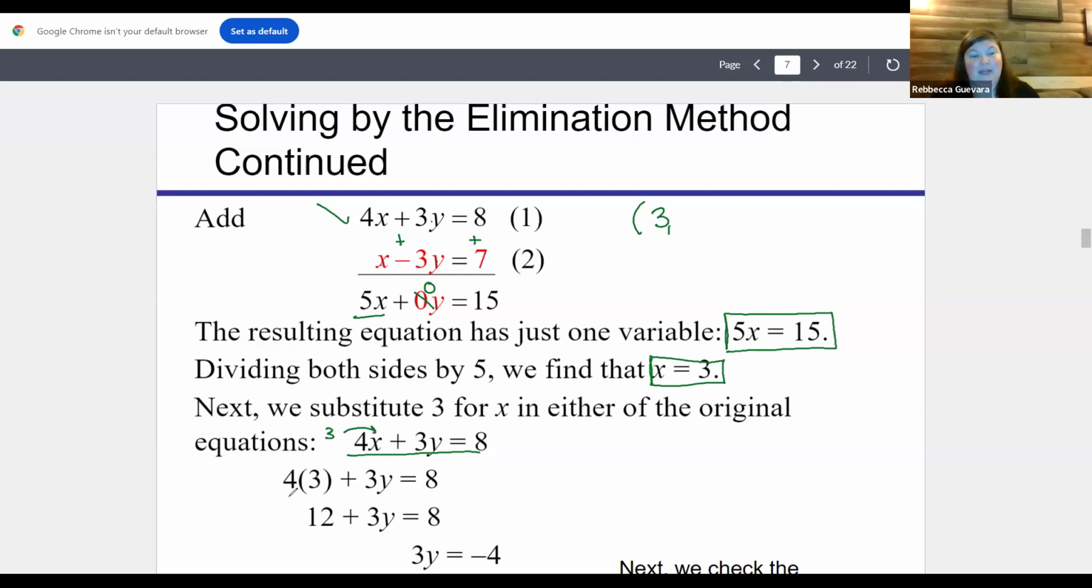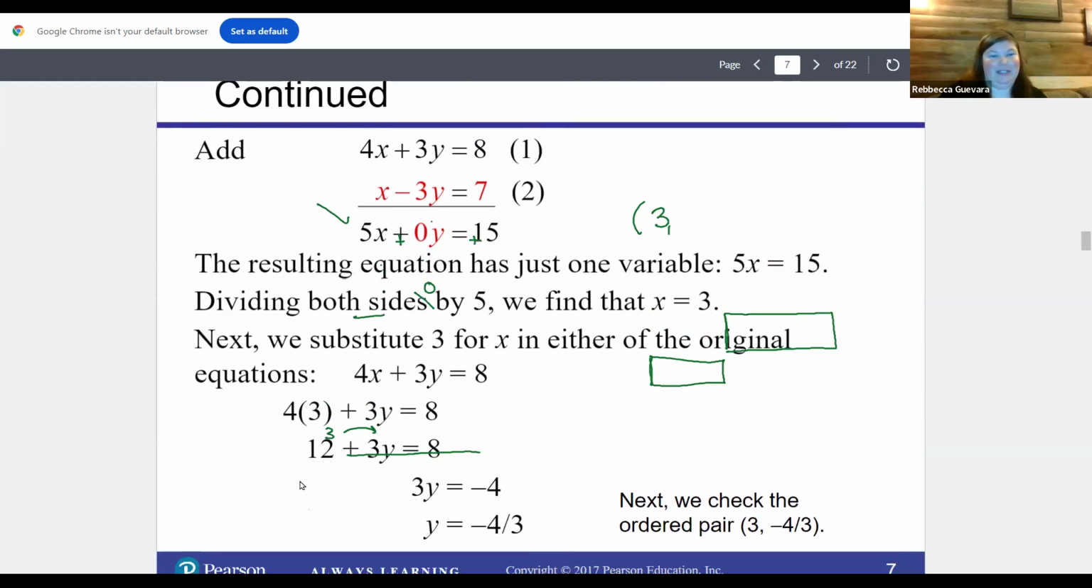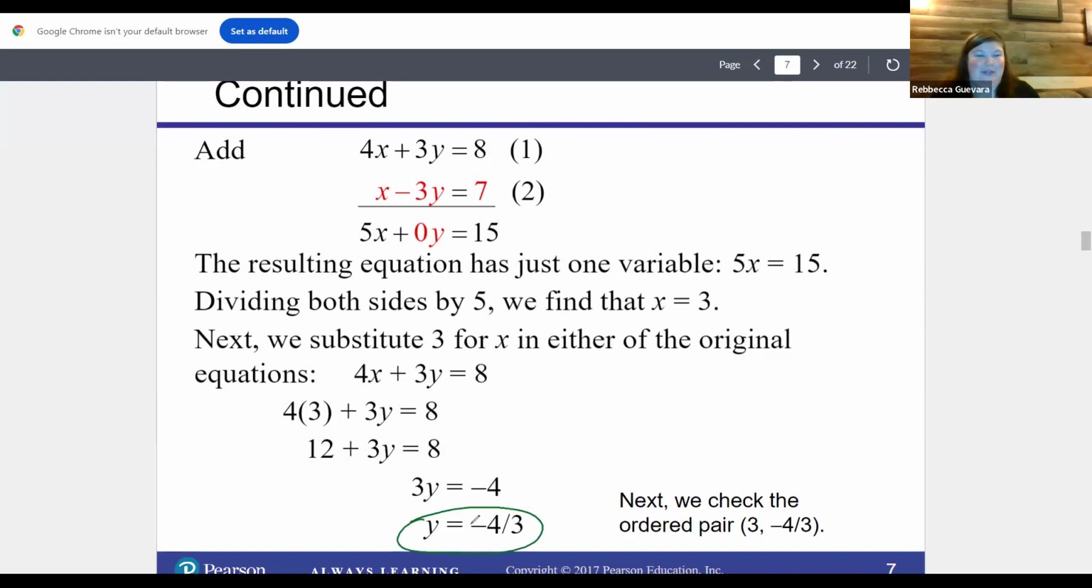So now I'm going to have 4 times 3 plus 3y equals 8. 12 plus 3y equals 8. I solve for y. Let me bring that down here. I solve for y, and we are going to get a negative... Yeah, sorry, I was missing a spot here. We're going to get a negative 4/3.